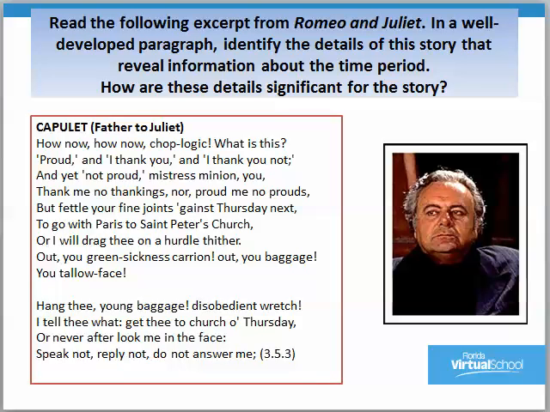So after reading this excerpt, we can see that Capulet is in a rage. He is so mad at Juliet because she has refused to marry Paris. So this is an example of the historical context where you would want to talk about how arranged marriages happened during this time period, how it affected everyone, and if there was a similarity between that time period and today. And based on this, how is this arranged marriage significant for the story? How did it impact everything else that happened?